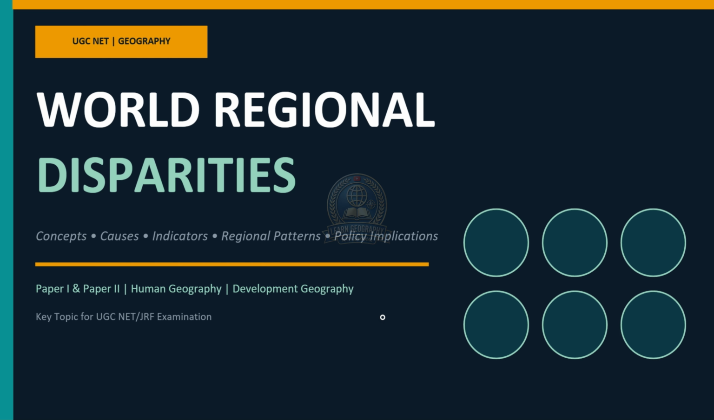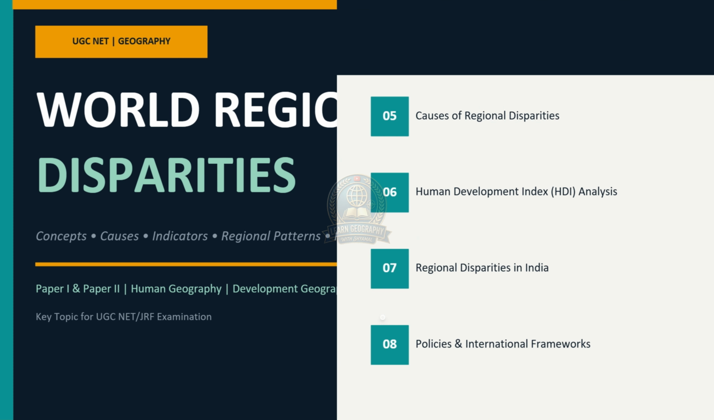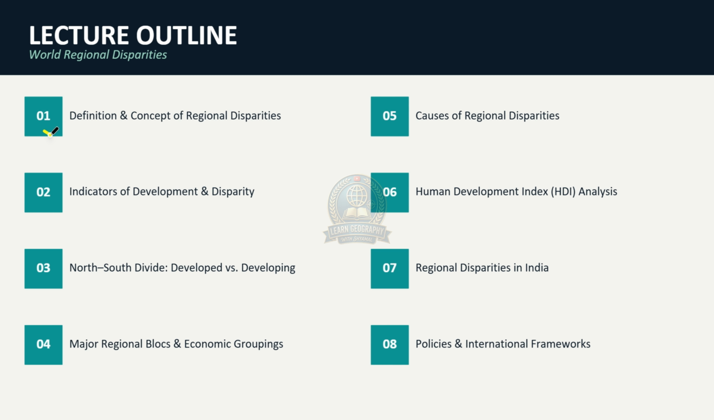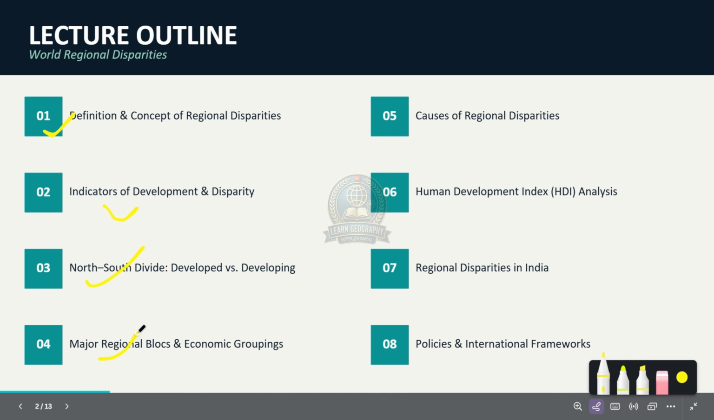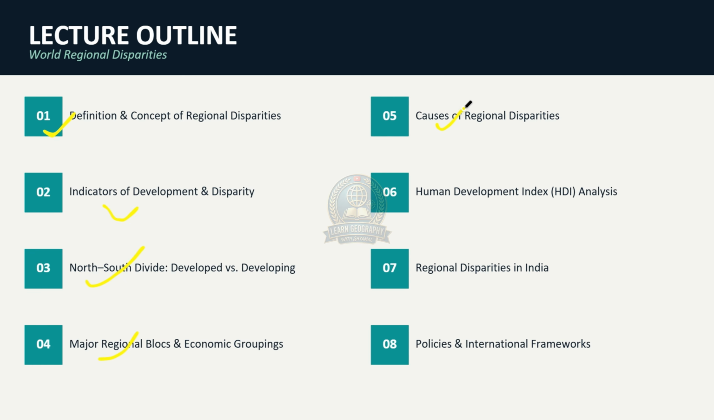Okay, in this class we are going to discuss World Regional Disparities. This is an important topic in human geography from the UGC NET examination perspective. We are going to discuss the definition and concept of regional disparity, indicators of development and disparity, North-South divide, developed versus developing, major regional blocks, economic groupings, causes of regional disparities, Human Development Index, HDI analysis, regional disparities in India, policies and international frameworks.